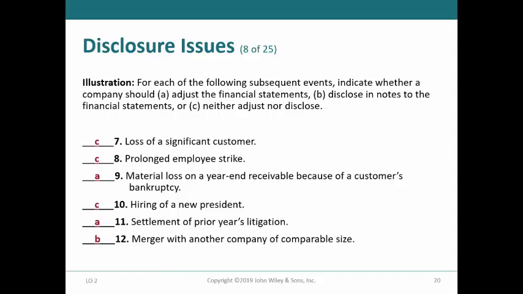Number 11 would be another type 1 subsequent event and would require adjustment of the financial statements. The last item, merger with another company, would require disclosure.